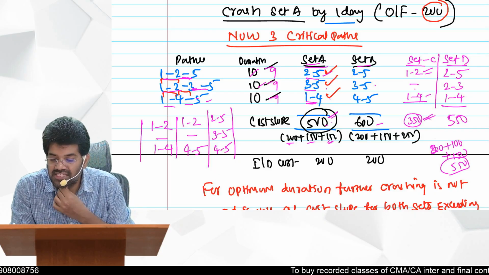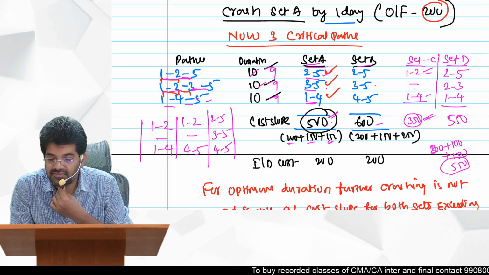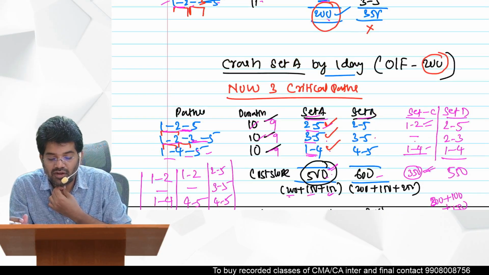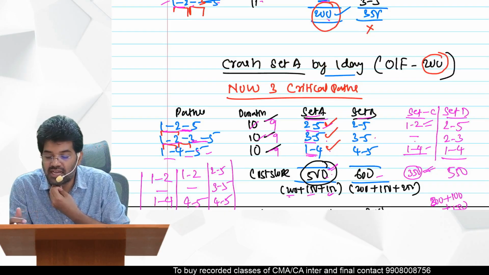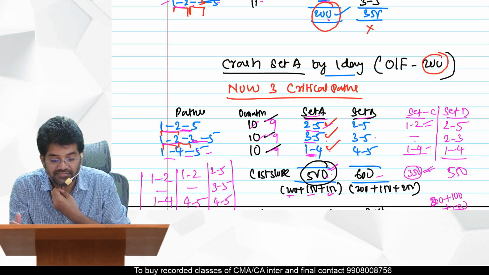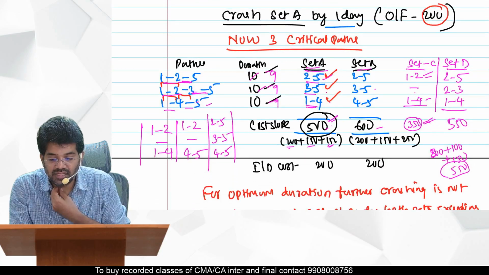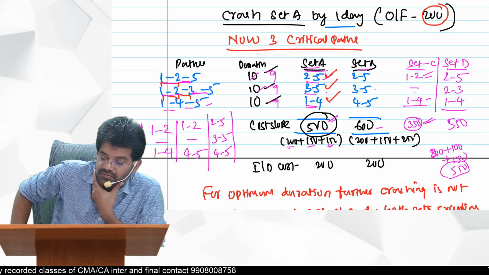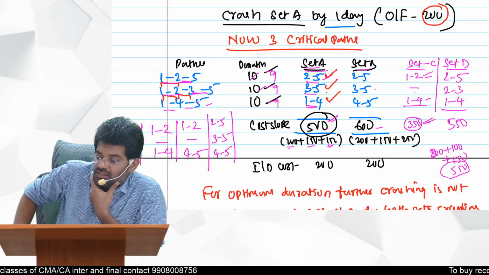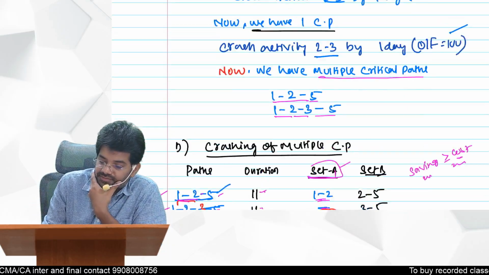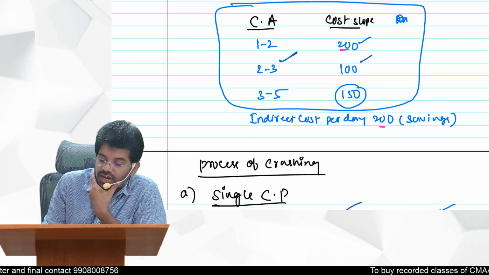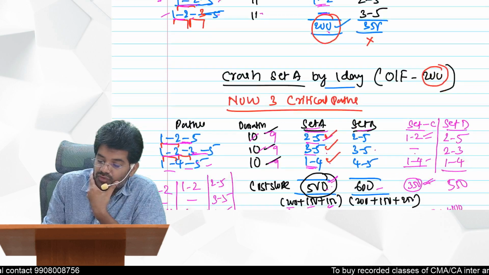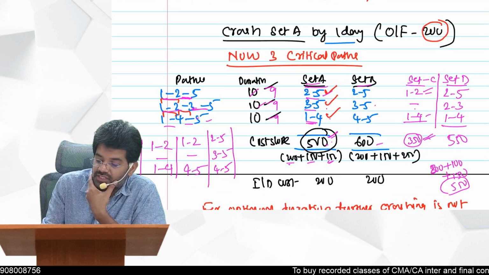550. What about set C? We are getting 350. If you take 1 to 2, automatically in the second one also 1 to 2 gets crashed, and 1 to 4 if you select here. So how much are you getting? 1 to 2 is 200, and 1 to 4 is 150. 350 here. This is the cost here.